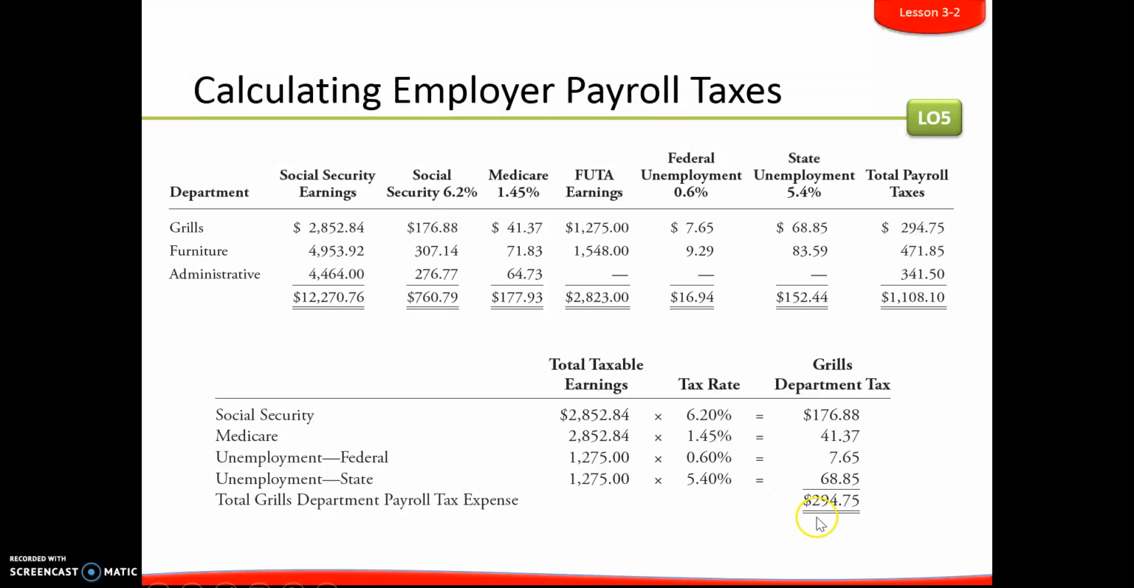So the total grill department payroll tax is $294.75. And we'll be doing one of these in our work together and on your own.